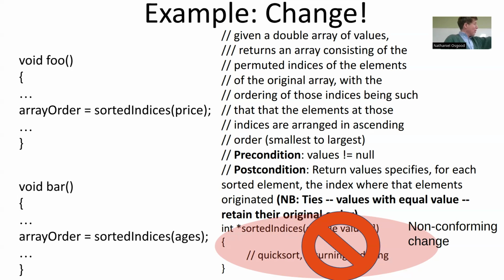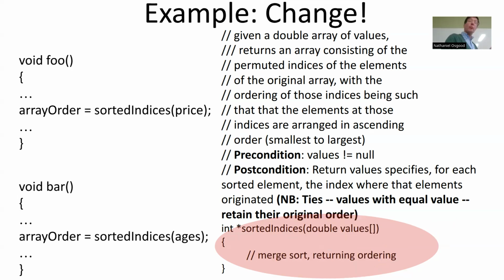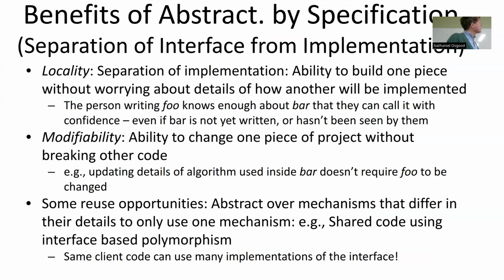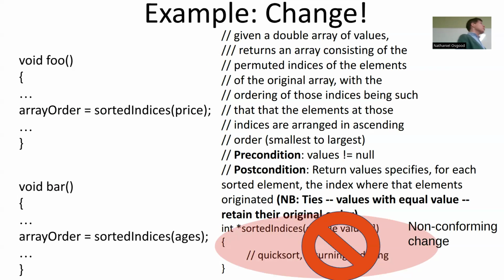So this will be ruled out as an implementation. Merge sort will be allowed as an implementation. Radix sort would probably be allowed as an implementation. I'd have to think about it, but I think that's true. And there are other types of sorts. Okay, so do you understand this notion of abstraction by specification?